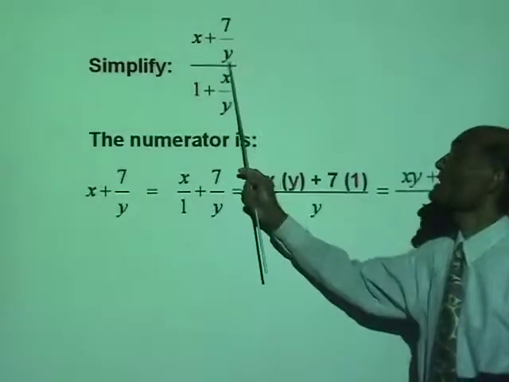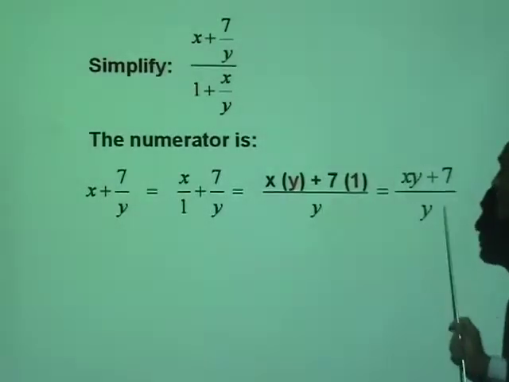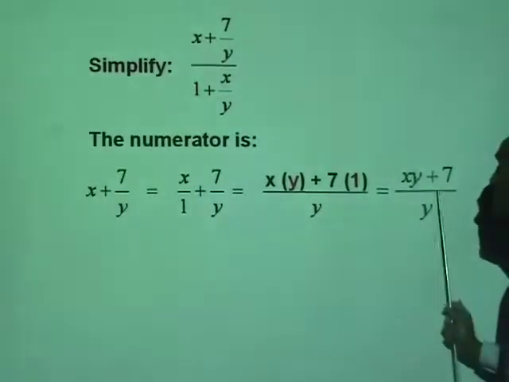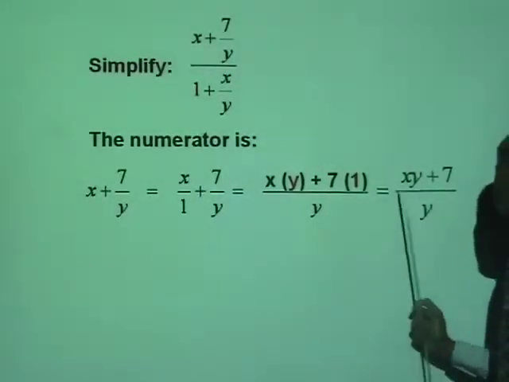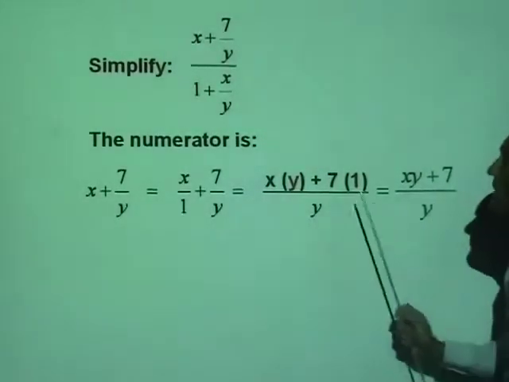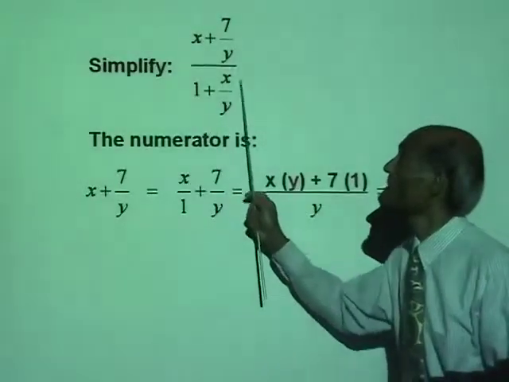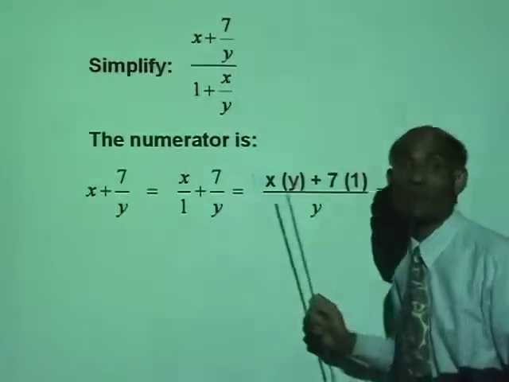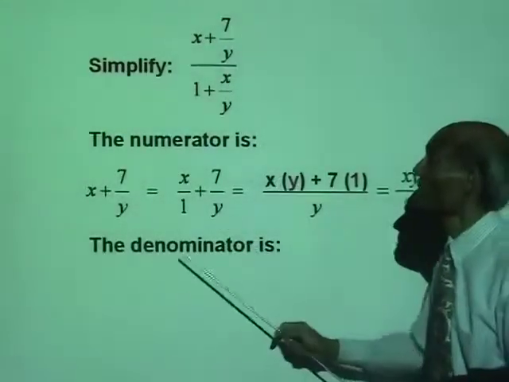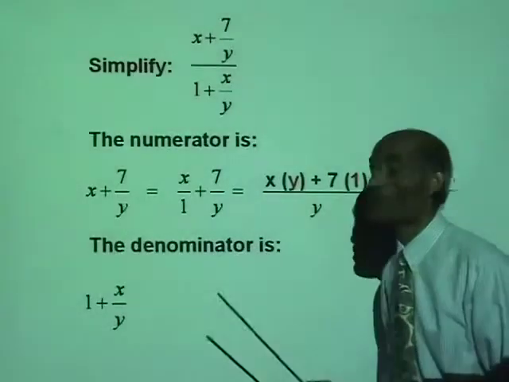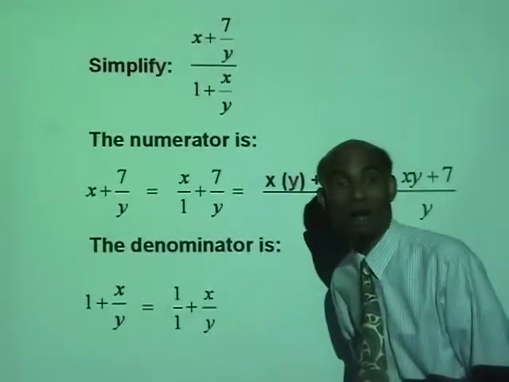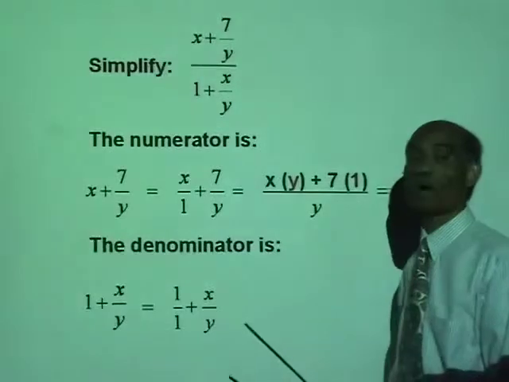Now, this numerator will be written like this. You see, this is now a simple fraction. It has a numerator and a denominator. You understand the difference between this and this. Okay. In the same way, we must take this denominator and make it like this using a common denominator. Alright, what is the denominator? 1 plus x over y. And this 1 can be written as 1 over 1 plus x over y.